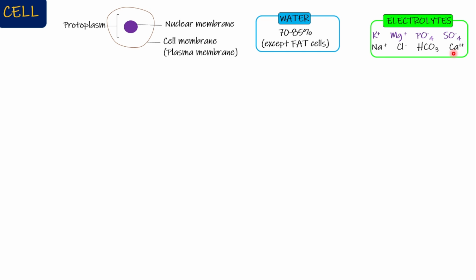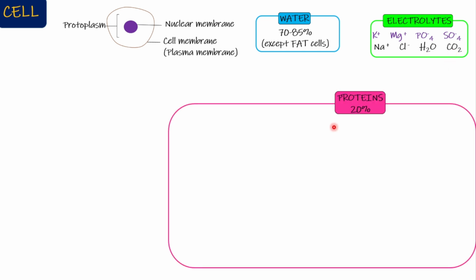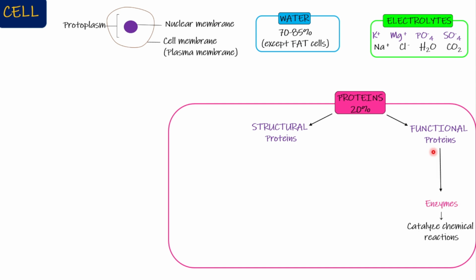After water comes the proteins. Water is 70 to 85%, whereas proteins are 20%. There are two types of proteins: structural proteins and functional proteins. Structural proteins make the structure, and functional proteins are basically involved in the functions. Functional proteins are basically enzymes, and as you know, enzymes catalyze different chemical reactions, increasing and decreasing their rates.